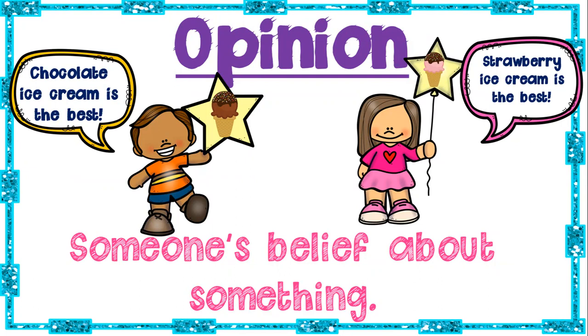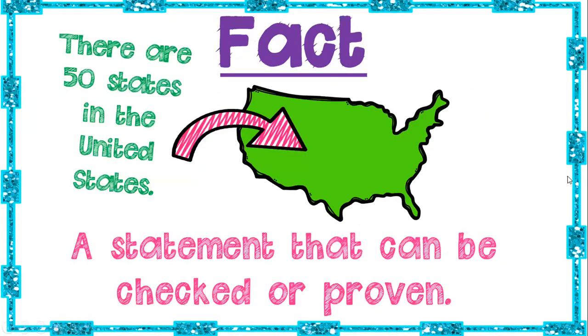So here, if I said chocolate ice cream is the best, that's my opinion. If I said strawberry ice cream is the best, that's my opinion. That's how I feel about it. Now, a fact is something you can prove is true or false. So there are 50 states in the United States. I could go look it up in an encyclopedia. I could go ask a teacher who knows, but I can prove that there are 50 states in the United States. But when I'm trying to prove that chocolate is the best ice cream, I can't really prove that because that's how people feel.